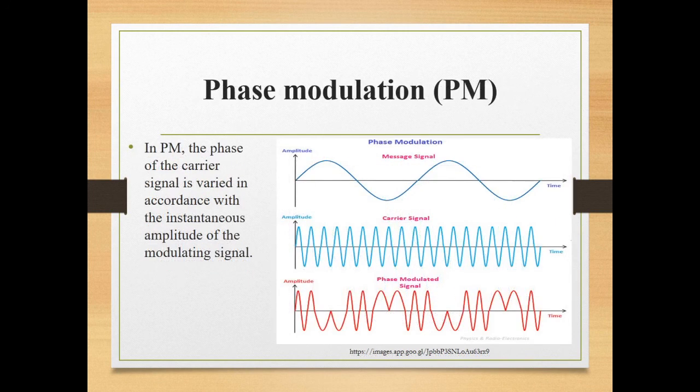In phase modulation, the phase of the carrier signal is changed according to the message signal. So finally we obtain a phase modulated signal. In that we can see the change in the phases, change in the directions or the degrees of the signal as per the modulating signal.